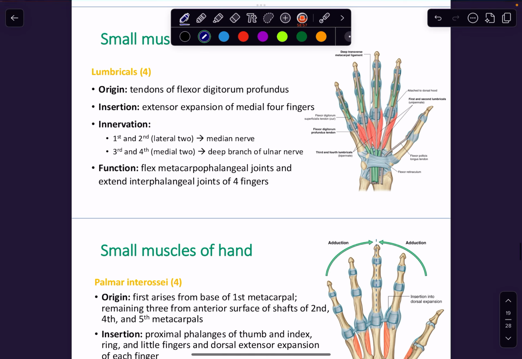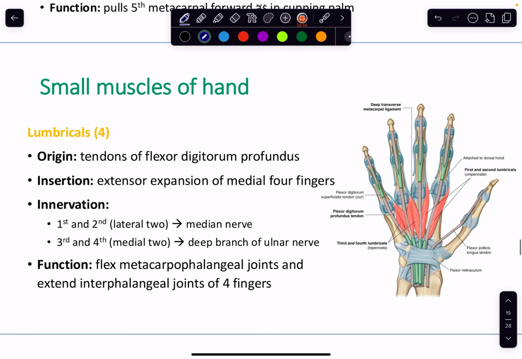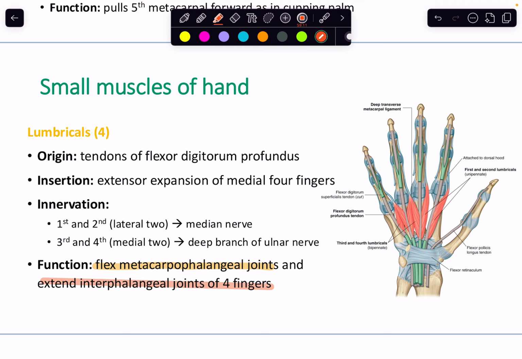Sometimes they put the words just to make the MCQ. Cupping palm. Cupping palm means you lay your hand like this. This is the cupping, more curved. So opponens is like this. By this you can make the cup shape of the palm.